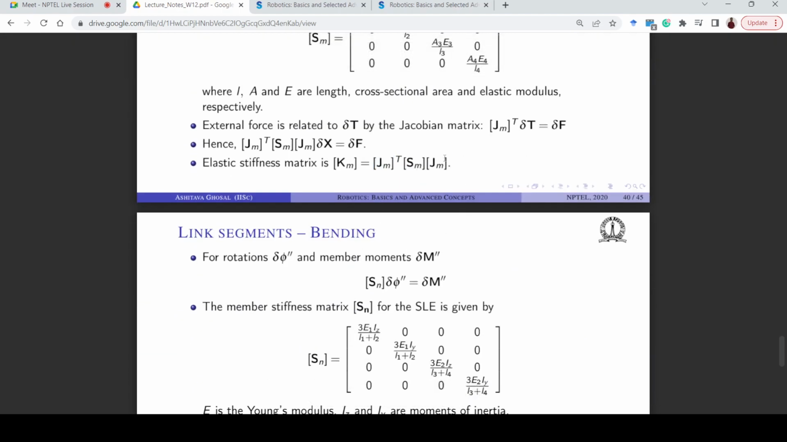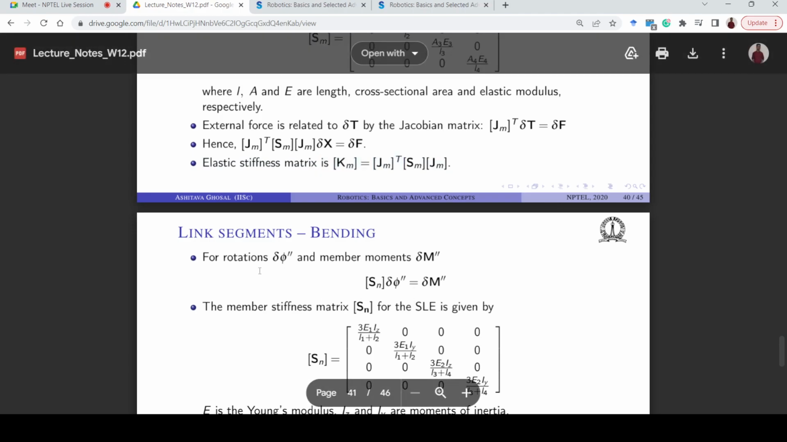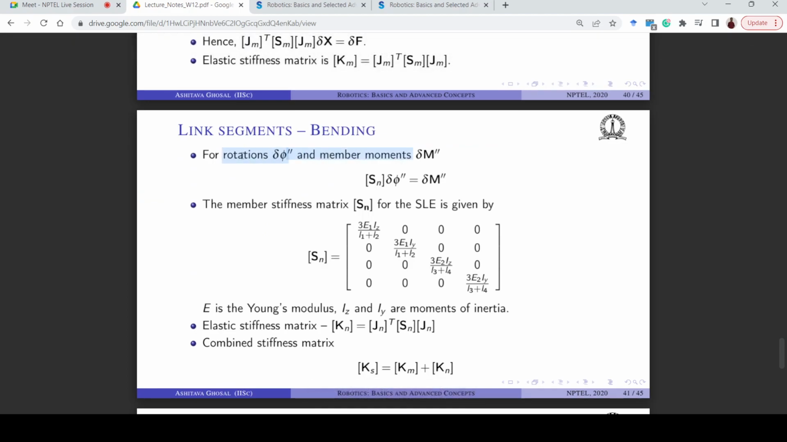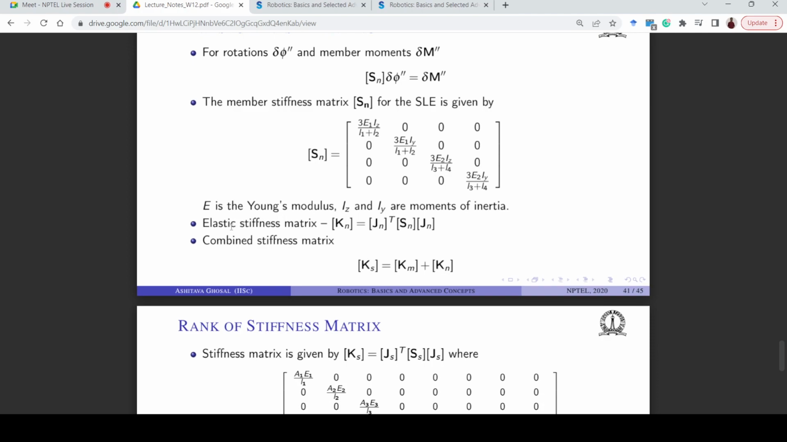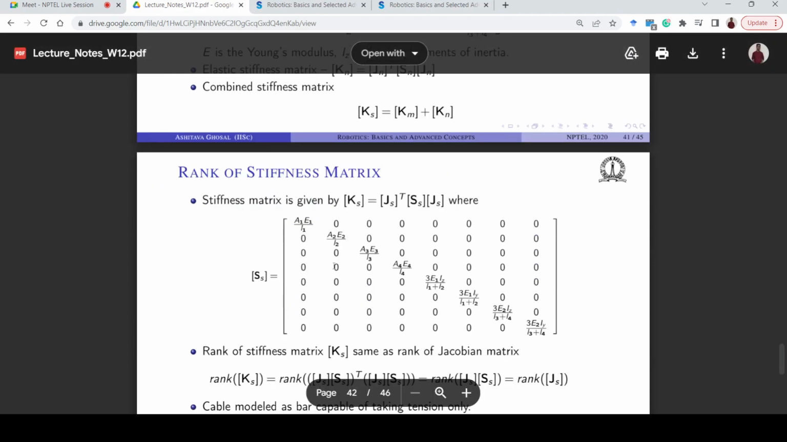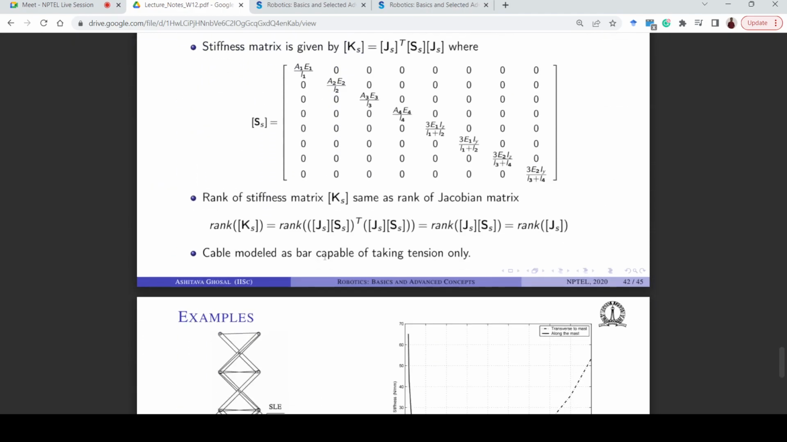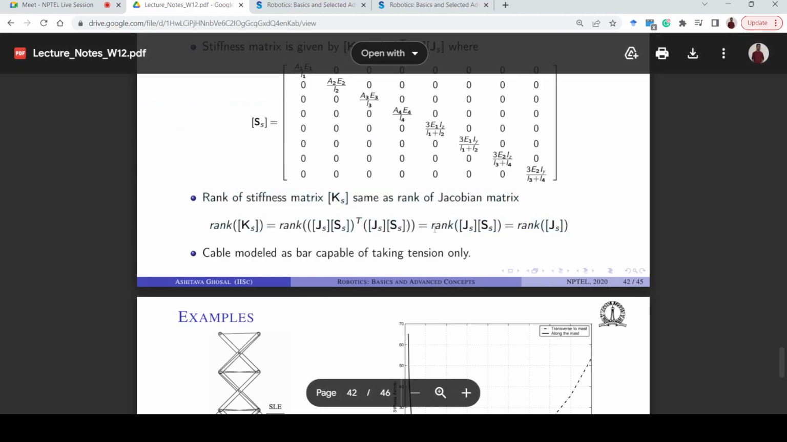Okay, and using this stiffness matrix, you can calculate the rank also, because the rank of Km will be the same as the rank of J. Okay, and you can consider rotations also. When you consider rotation, you'll also have to consider the moments. And for rotations, you'll have to consider the rotational stiffness as well for those particular elements. Okay, and the combined stiffness matrix is for both the linear elements and the rotational elements. And this is the same thing, that the rank of Km is the same as the rank of the Jacobian matrix, and this is a very small proof for that.